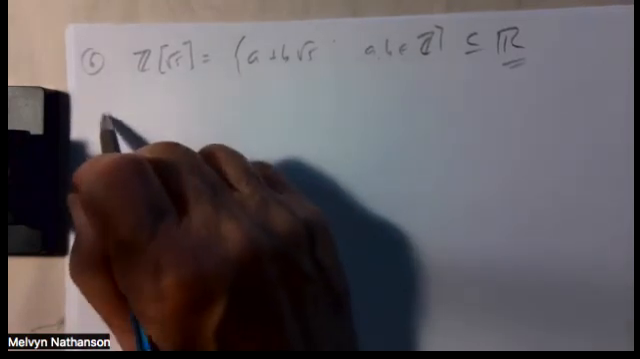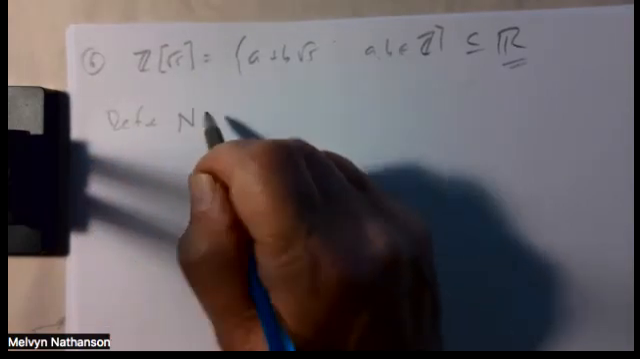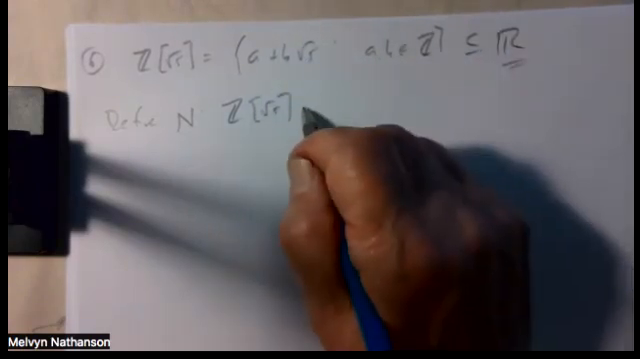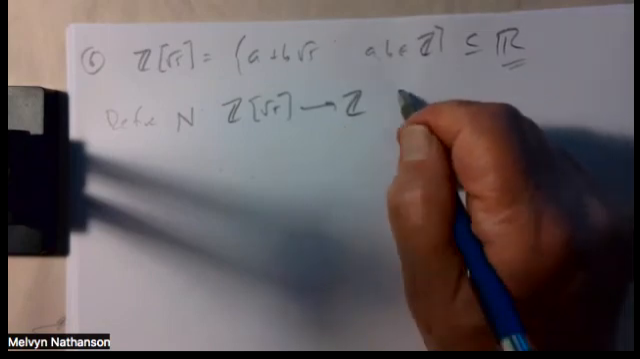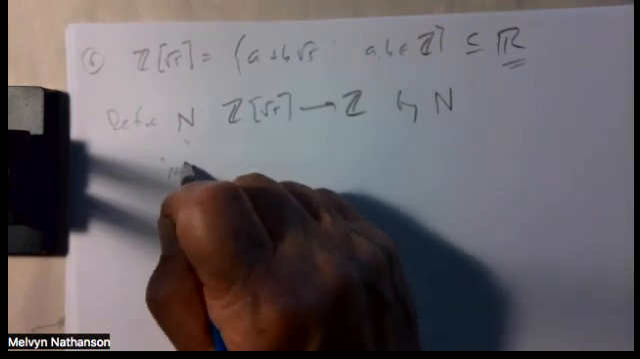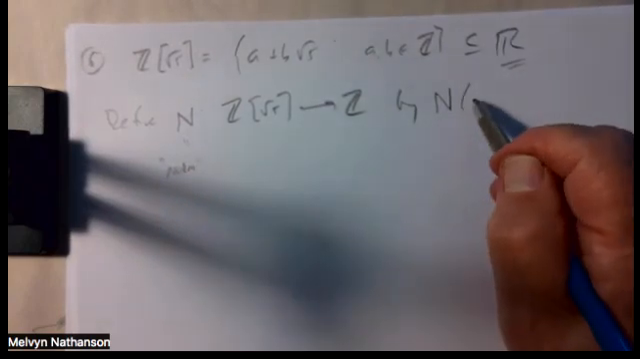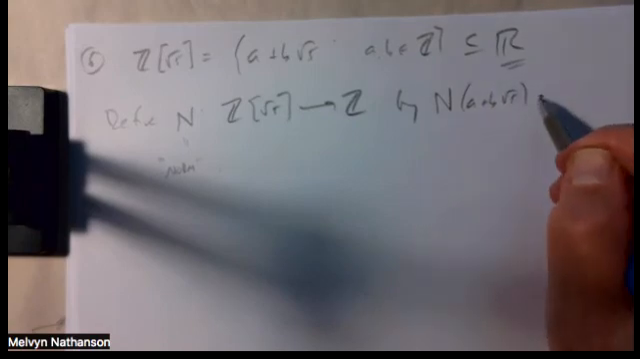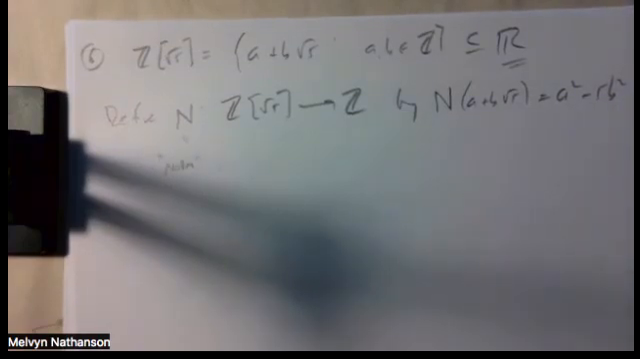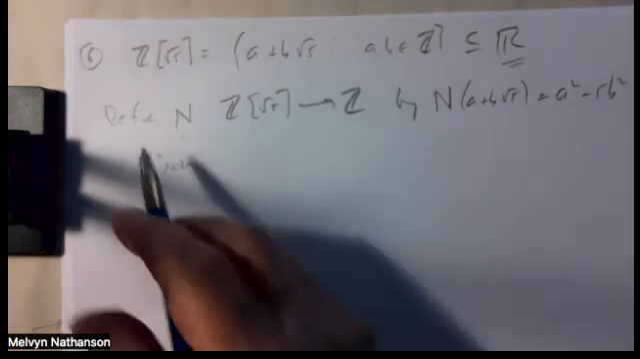And we define a function called N that associates to every element of the set an integer. We call this the norm. The norm of this number a plus b root 5 is a squared minus 5b squared. So a and b are integers, so this is definitely an integer. Positive, negative, or 0.